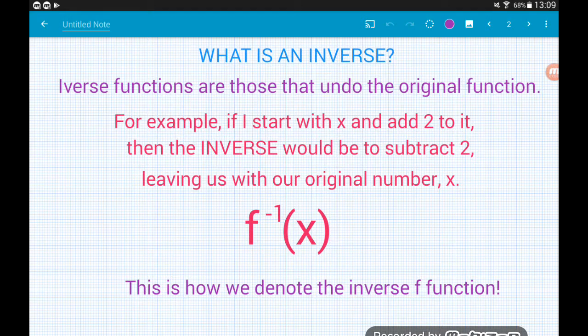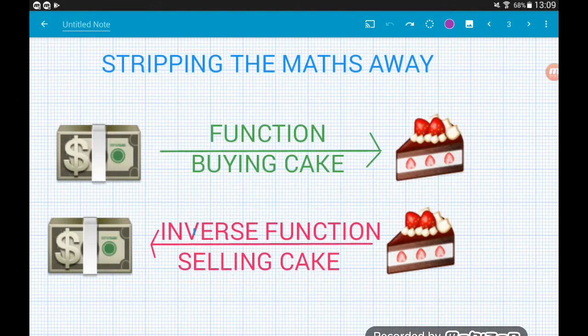So before we get cracking on the examples, let's take the maths away. Say that we go to a shop and we use some money to buy a cake. Think of that as our original function. Then we could sell that cake for the exact same amount of money. Selling the cake would be the inverse to buying the cake. If we buy this cake for an amount of money, but then sell that cake for exactly the same amount of money, the inverse function is undoing the original function.